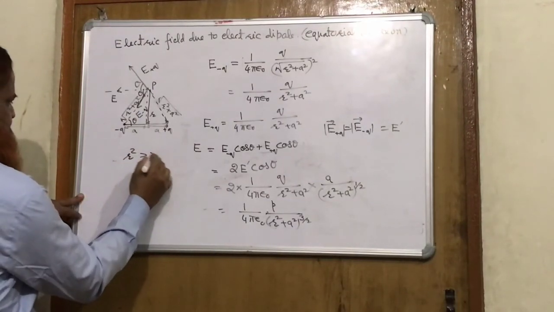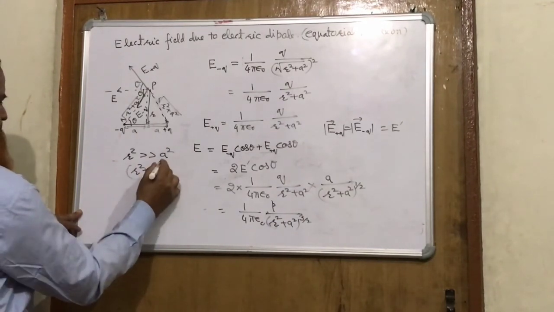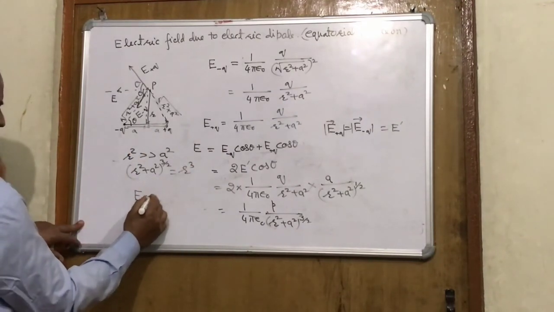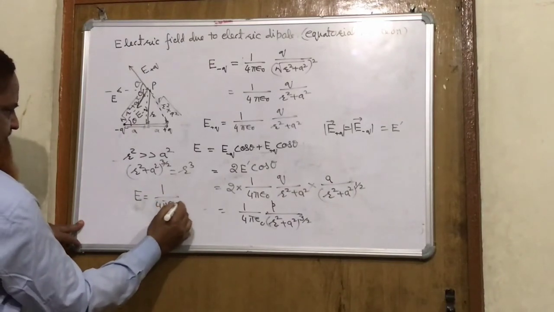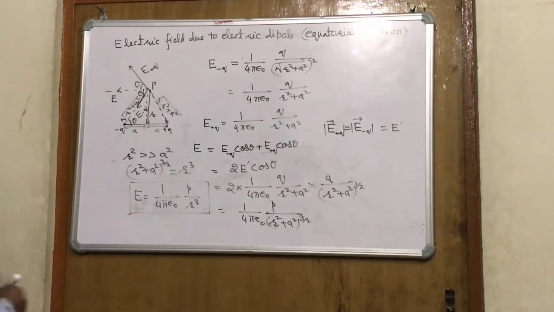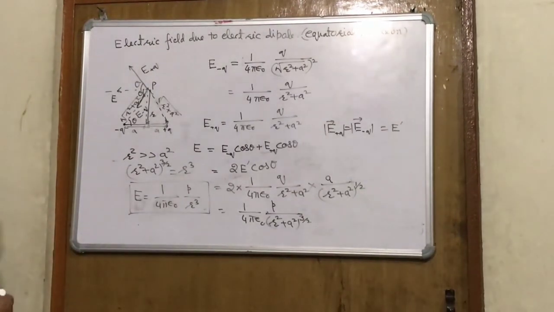If R square is much greater than A square, then (R square plus A square) whole power 3 by 2 will be equal to R cube. The electric field will be 1 upon 4 pi epsilon naught P by R cube. This is due to a short dipole, and on axial position the electric field due to a short dipole is 1 upon 4 pi epsilon naught 2P by R cube. So there is a ratio of 2:1 between the electric field on axial position and the electric field on equatorial position due to a short dipole.